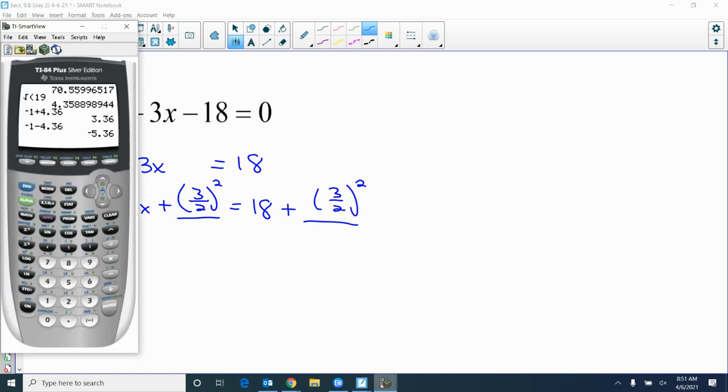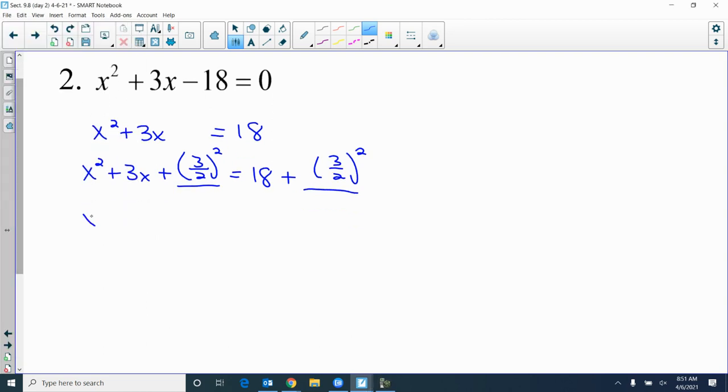Now I'm going to take an extra step here. So I'm going to take 3 divided by 2. It doesn't come out. Everything to this point has been a whole number, always. Now it's not. It's a decimal. It's okay. Then we take 1.5 and we square it, and we get 2.25. So I get x squared plus 3x plus 2.25 equals, what's 18 plus 2.25? What's that? 20.25. I'll put that on the next one.